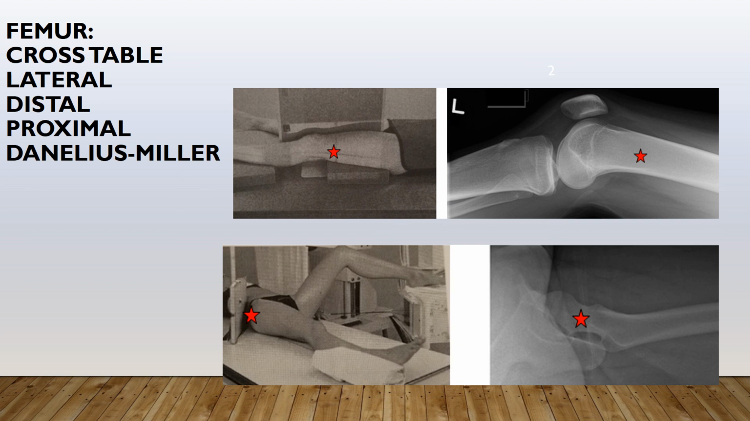Image evaluation, you want to have the entire femur including the hip and if possible the knee joints. True lateral, femoral condyles appear superimposed, and you have fine trabecular markings.